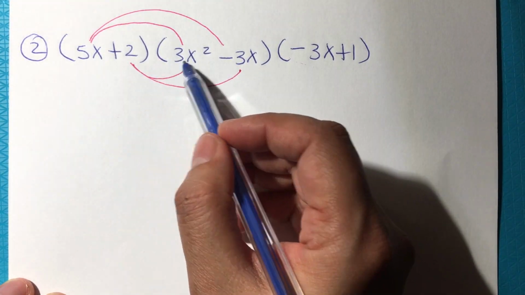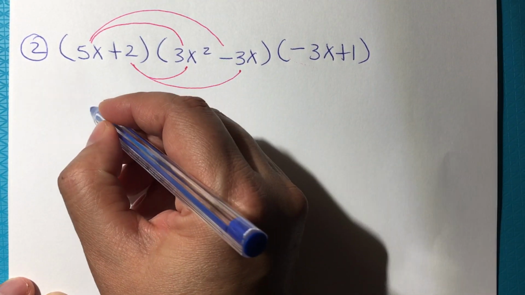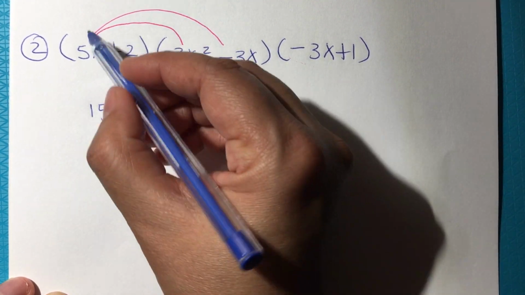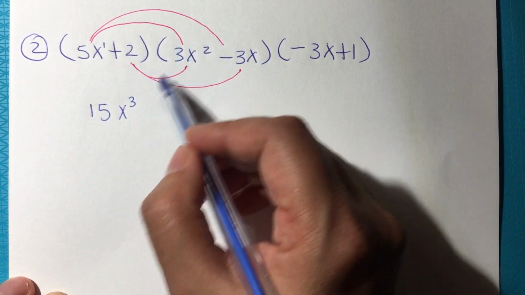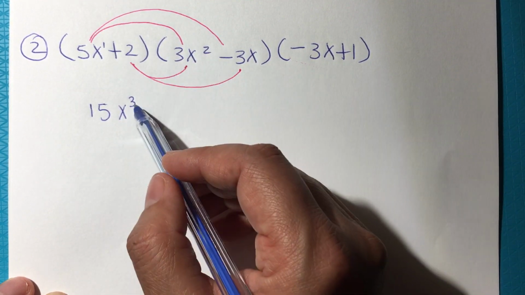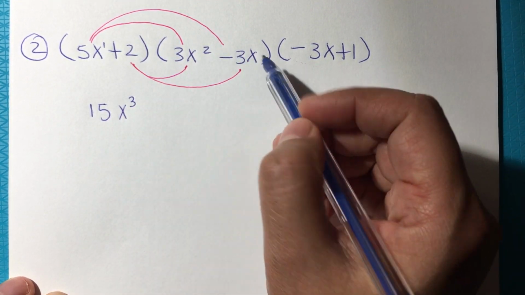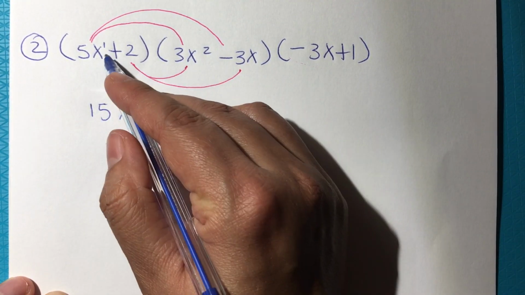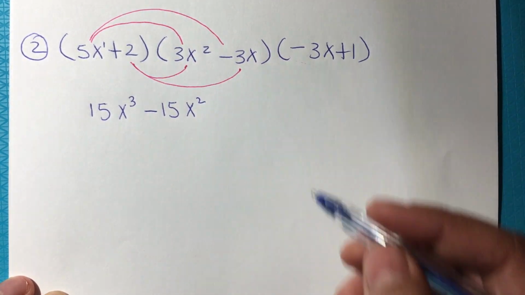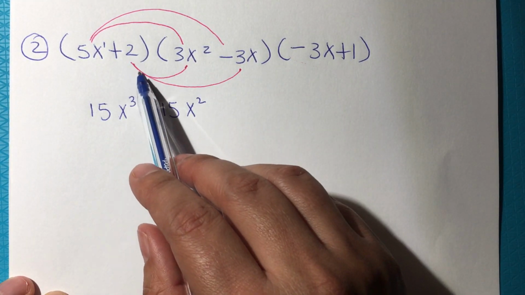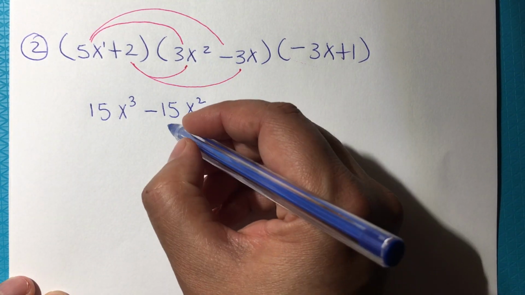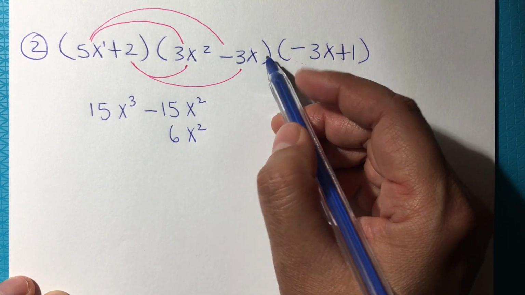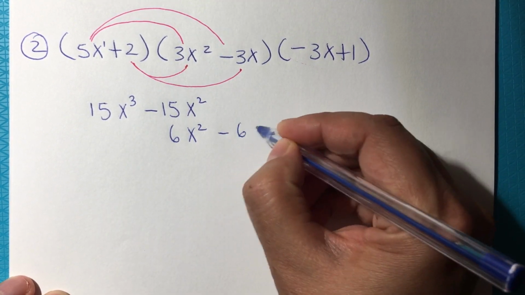So 5x times 3x squared, 5 times 3 is 15. X times x squared is x cubed. Remember that when we have variables, we keep the variable and add the exponent. Okay, and 5x times negative 3x, so 5 times negative 3 is negative 15. X times x is x squared. Now we have 2 times 3x squared is 6x squared. And 2 times negative 3x is negative 6x.